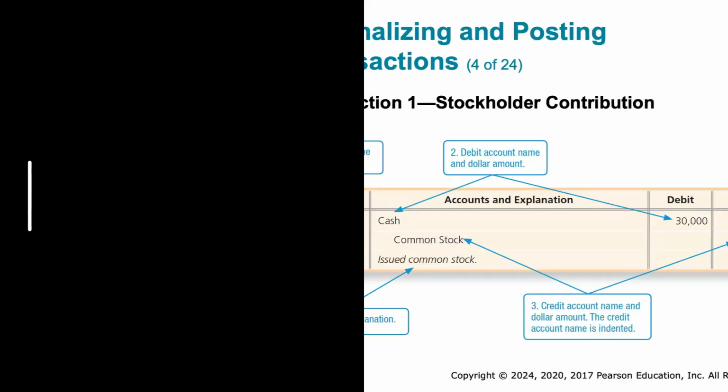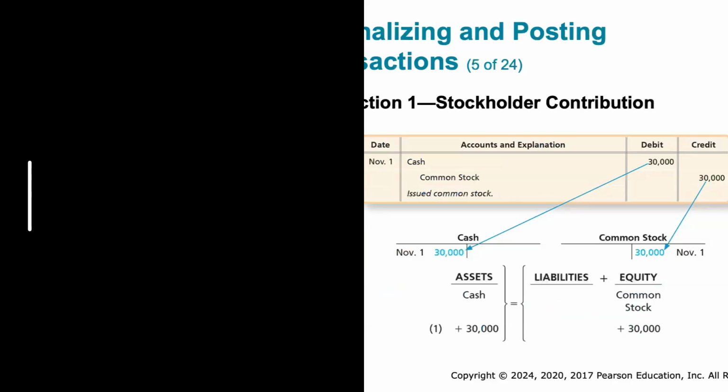And then in our accounts and explanation, we'll indent, because common stock is a credit account and goes to the right. We will indent our credit, and that will push the credit over to the right, 30,000. Then we'll have a brief explanation, issue common stock. So date of the transaction, debit account name and dollar amount, and then credit account name and dollar amount. The credit account name is indented, right? Because it's a credit and it's to the right, it's going to be indented.